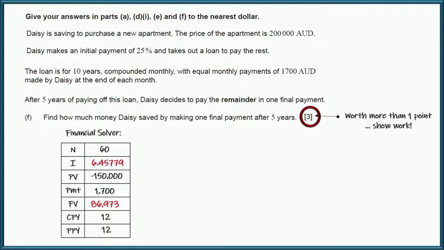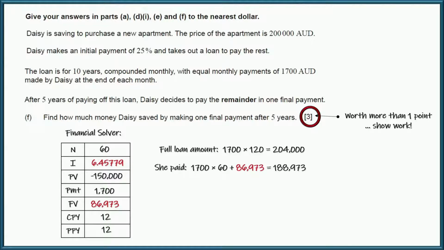All right, so now last part. Find how much money Daisy saved by making one final payment after 5 years. This is, again, worth 3 points. So here's how we're going to do that. We know that the full loan amount, we found that earlier, would be $204,000. However, if she paid it off after 5 years by paying the regular payment for 5 years, and then the last payment, this is how much she would have paid. So the difference in those is how much she saved. So $15,027. Pretty cool, right?